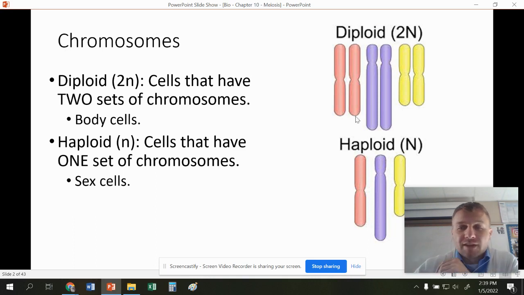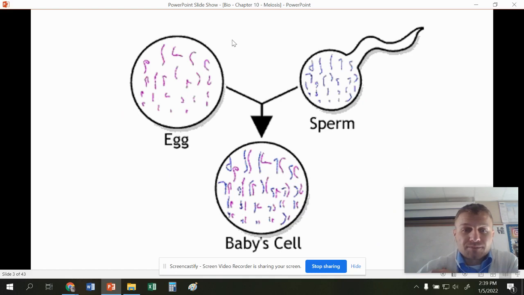I like to talk about this as being like a left and a right shoe. You can see these diploid cells have both a left and a right shoe, but the haploid cells only have a left or a right shoe. So again, these are our sex cells, like our sperm and the egg, and our diploid cells are like our body cells.